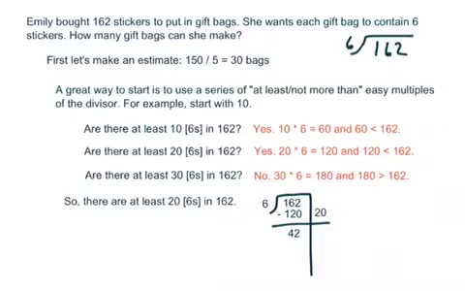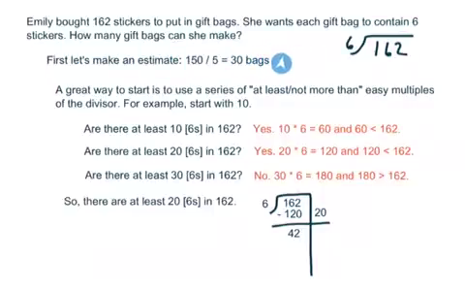So let's ask another question. So Emily bought 162 stickers to put in gift bags. She wants each gift bag to contain 6 stickers. So how many gift bags can she make? So the problem that we're trying to solve is 162 divided by 6. First thing I would do, make an estimate. So I'm going to estimate 150 for this 162 and 5 for the 6, because that's pretty easy for my brain to say 5 times 3 equals 15, and then I'm going to append the 0. So I know it's 30 bags. She could make 30 bags.